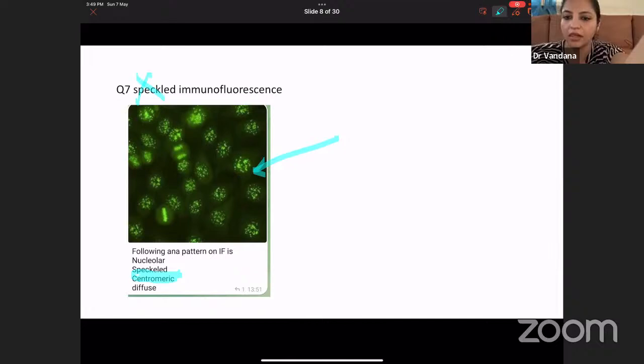You can go and see both the images. I've just not put them together. Speckled is like dust particles, small dots all over. This is definitely discrete centromeres which are getting highlighted.